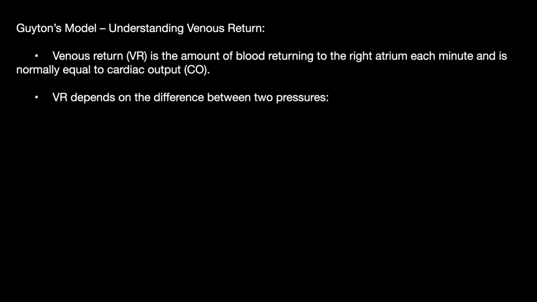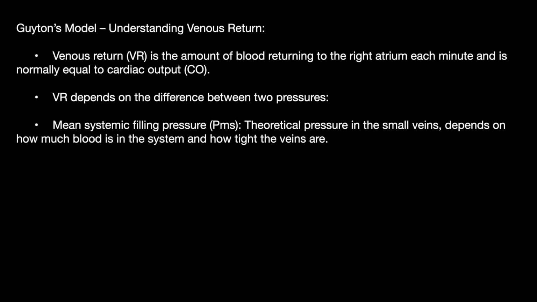VR depends on the difference between two pressures. What are these pressures? The mean systemic filling pressure. This is a theoretical pressure which is in the small veins, and it depends on how much blood is in the system and how tight the veins are. And last but not the least, the CVP, of course, which is the pressure in the right atrium. So this pressure difference determines the flow.